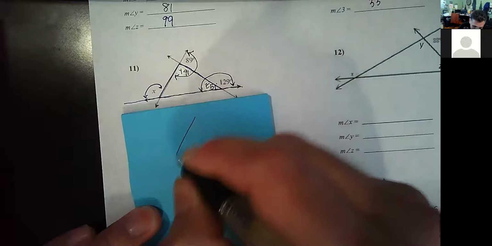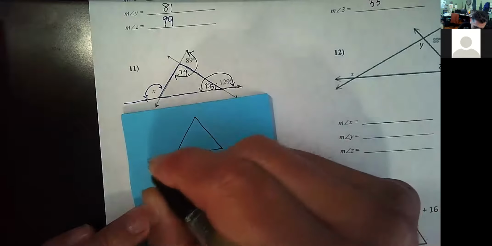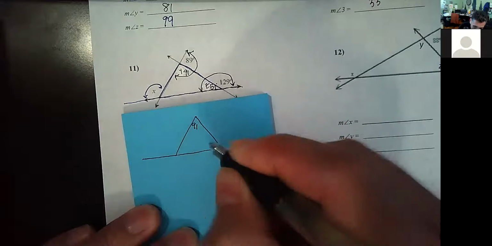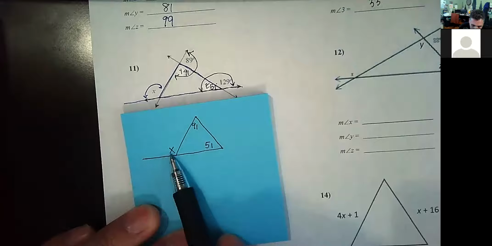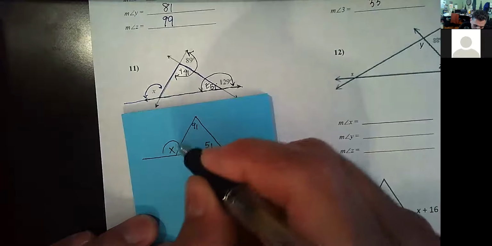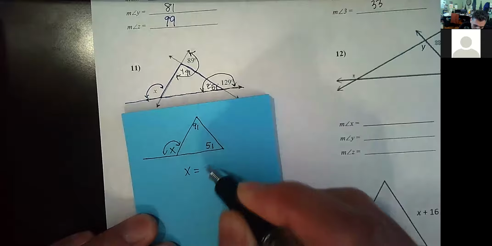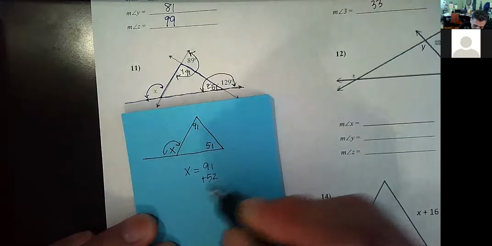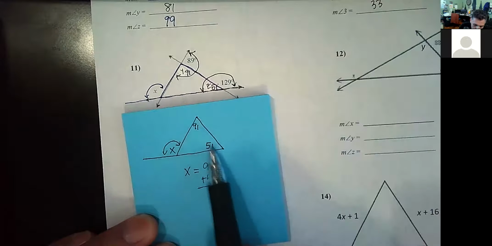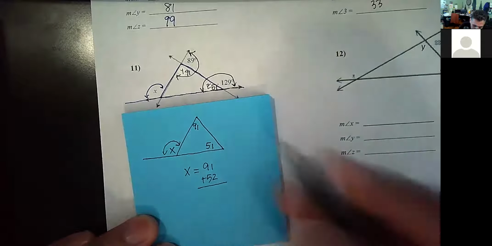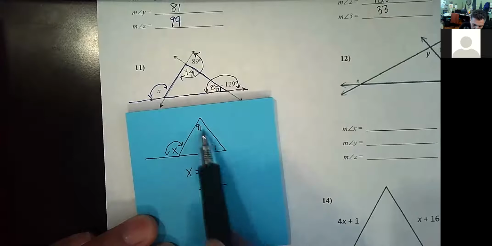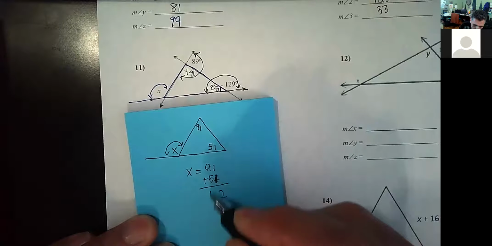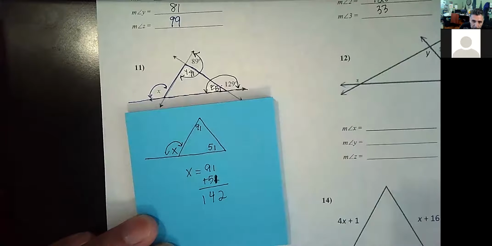So now I'm just going to redraw my picture because we got a little crowded in there. This is 91. This is 51. This is X. Figure out what X is. Remember, X is the outside, it's the exterior angle. You just take and add the two non-adjacent angles inside the triangle. Basically, whatever angle is not next to it, add them. So 1 plus 1 is 2, 9 plus 5 is 14. There you go. X is 142.